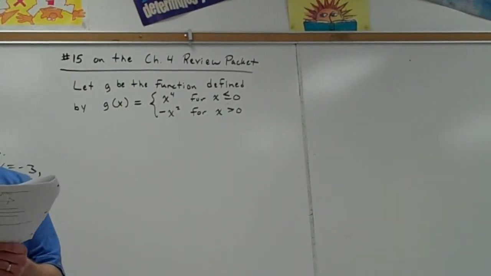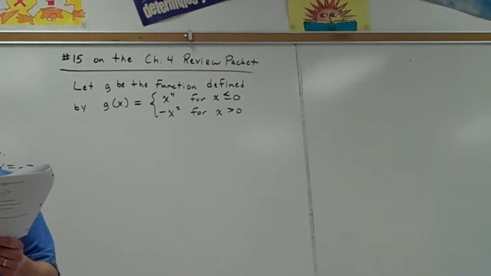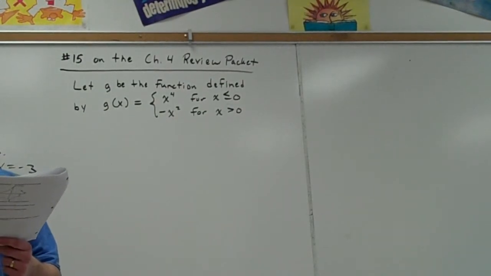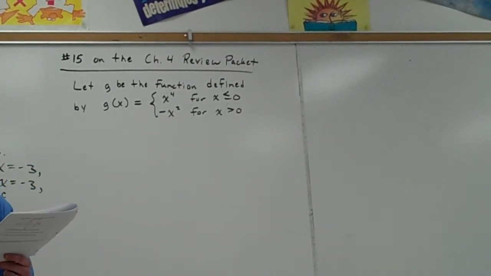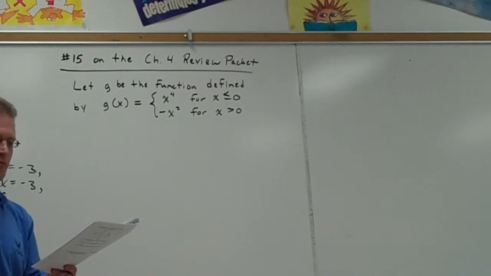G is discontinuous at x equals 0. G prime of 0 does not exist. G prime of x is less than 0 for x not equal to 0. G double prime of x is less than 0 for all x. Or G has a relative maximum. We need to know which of those are true.